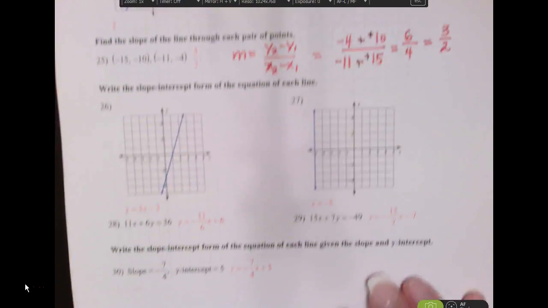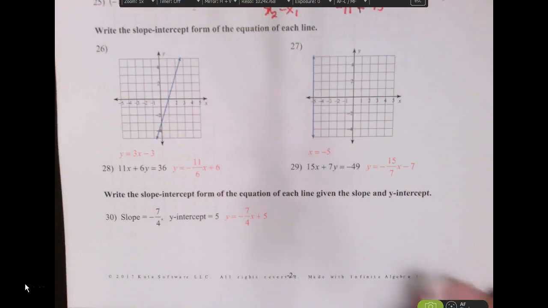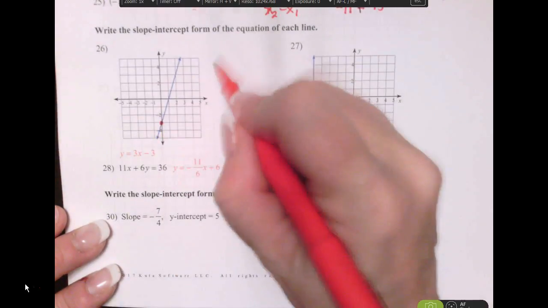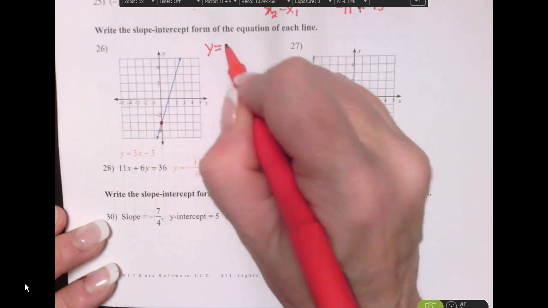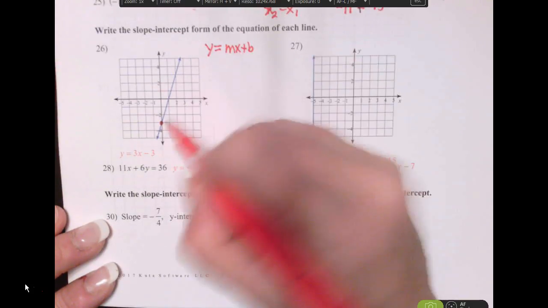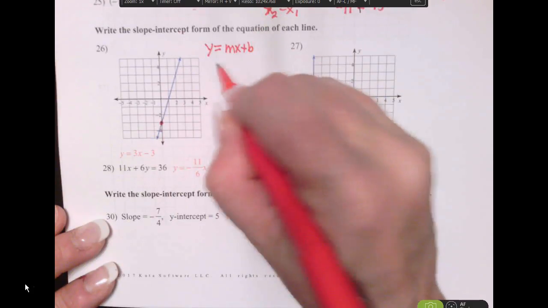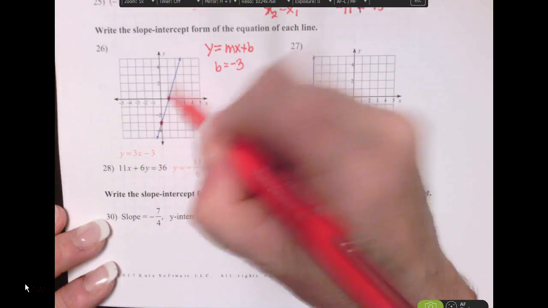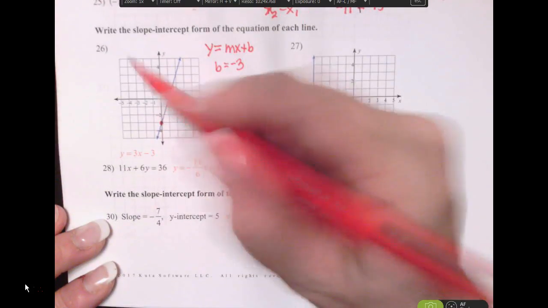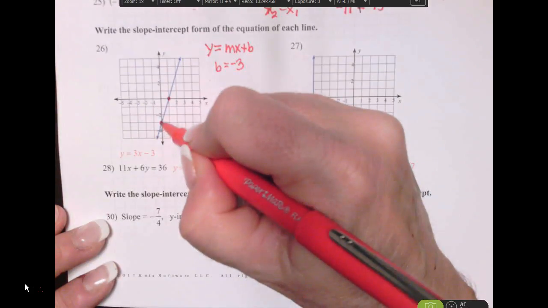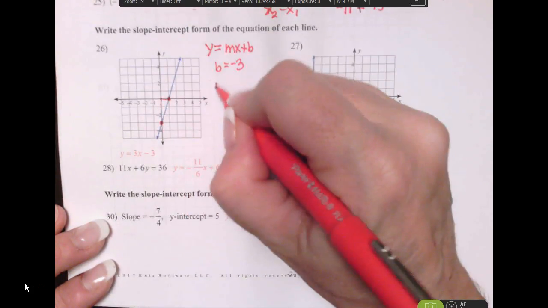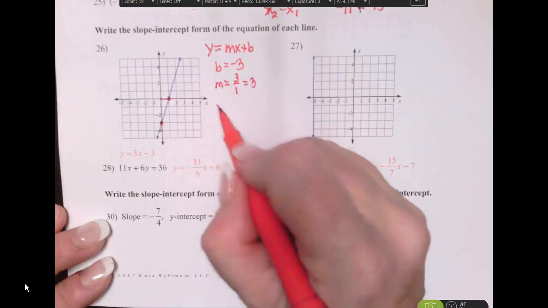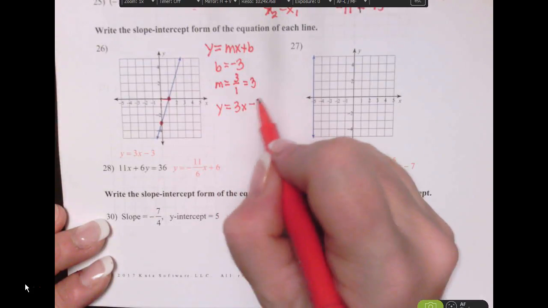In number 26, I want the slope-intercept equation of the line. So we're going to look at the intercept and see where it crosses. Slope-intercept form, remember, is y equals mx plus b. So I can see where it crosses, and I know that b is negative 3. Then I could find another point on the line that's not in between two grid markers. So I can go up 3 and over 1. That means my slope is 3 over 1, or simply 3. And now I'm ready to write my equation.